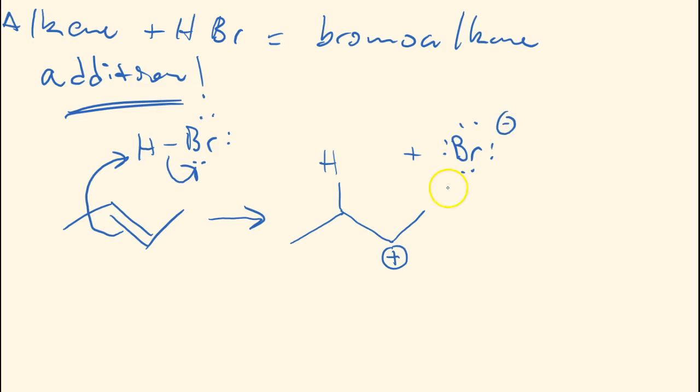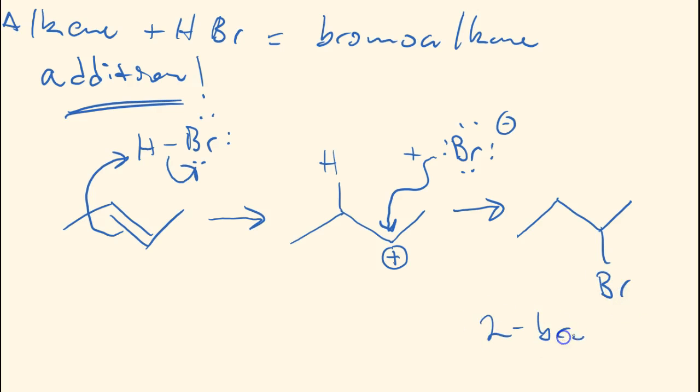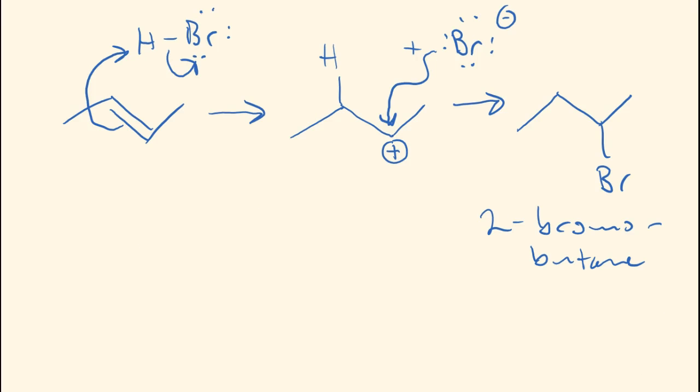Now, the bromide ion is a very strong nucleophile. It'll perform nucleophilic attack on the carbocation, and we end up with 2-bromobutane. Bear in mind, though, this is just one possible mechanism.